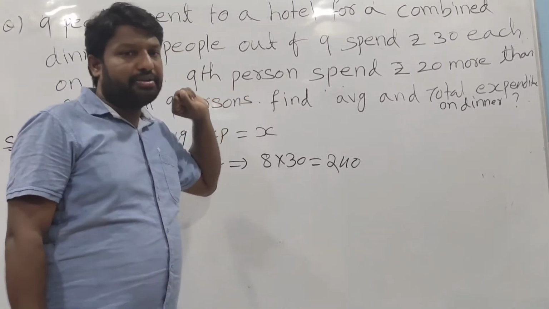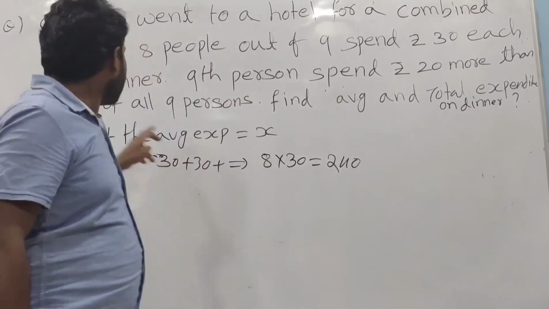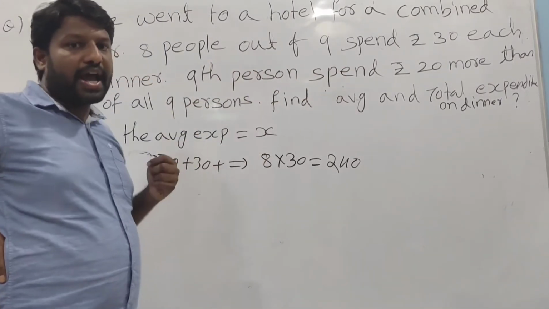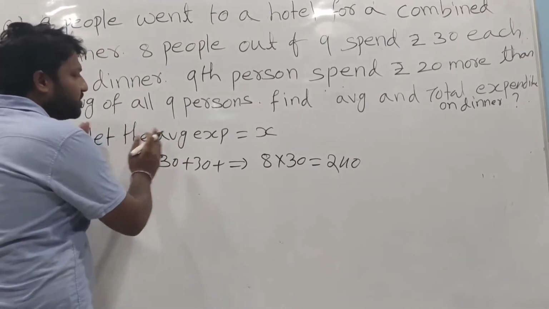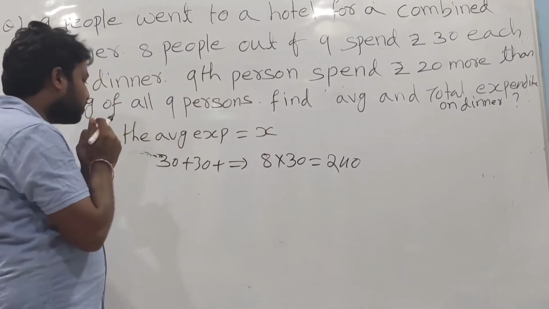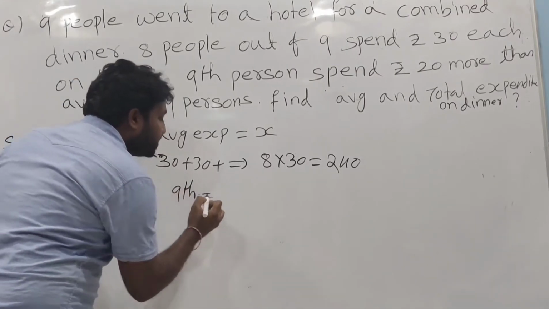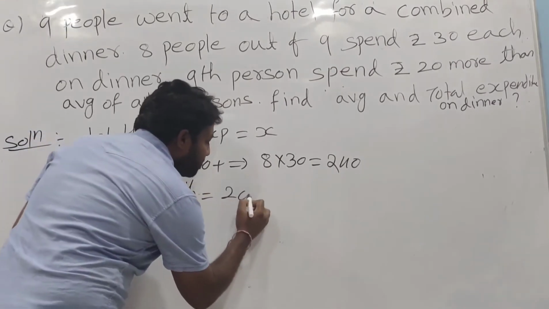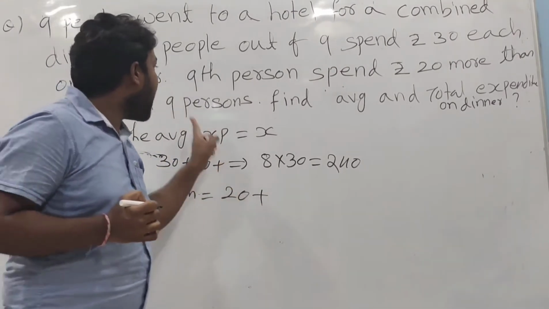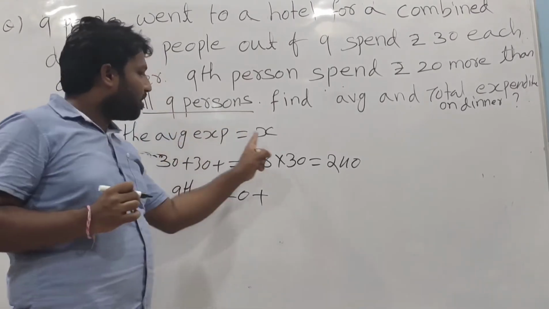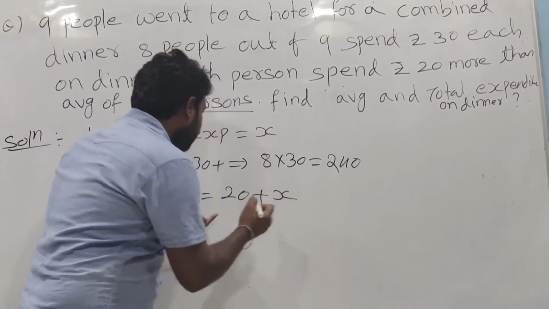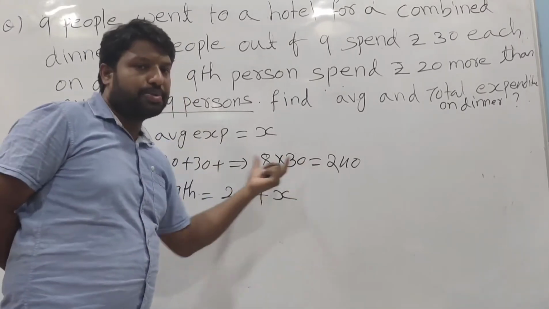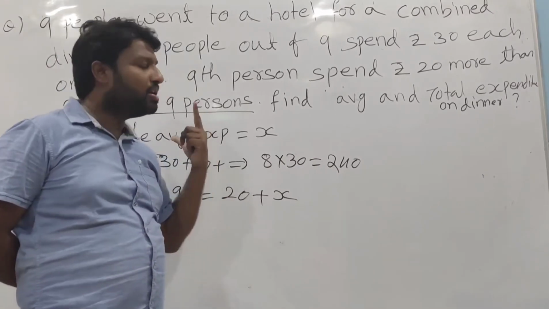Now the 9th person spent rupees 20 more than the average of all 9 persons. So how much did the 9th person spend? He spent 20 more than the average of all 9 persons. The average of all 9 persons, what have I taken? X. So the 9th person spent 20 more than the average of all 9 persons. 8 people have spent 240 rupees and the 9th person has spent 20 more than the average of all 9 people.